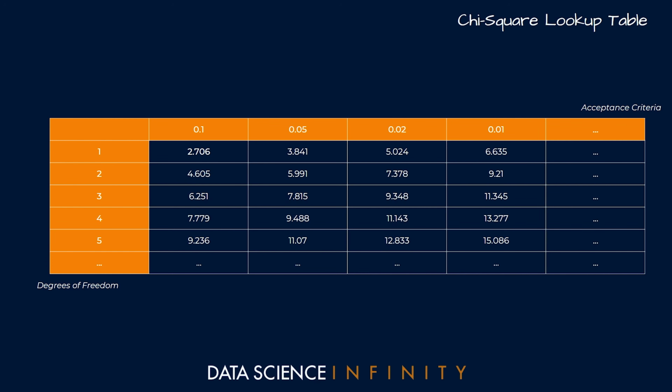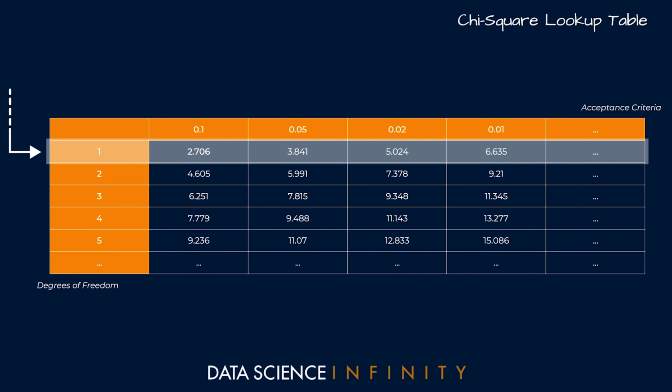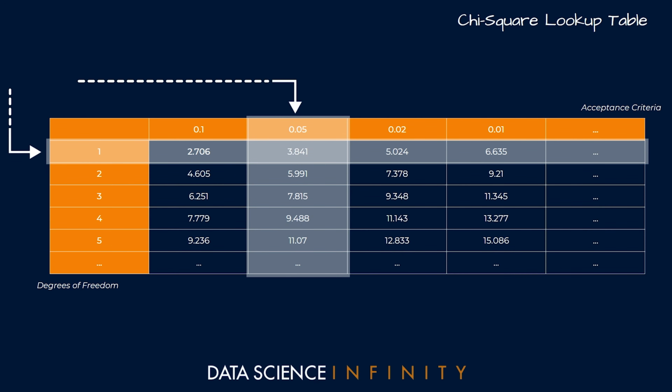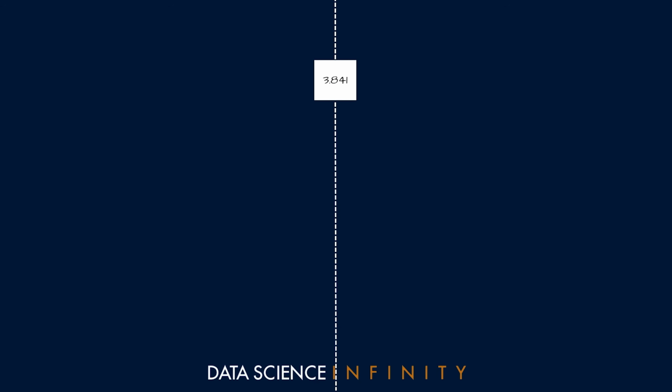So if we return to our lookup table, we can put that in. Then if we also specify our acceptance criteria value of 0.05 at the crossroads there, we find our critical value, and you can see that is a value of 3.841. So this will be the line in the sand based on our acceptance criteria of 0.05. If we calculate a chi-square statistic that is higher than this critical value, we will reject the null hypothesis.